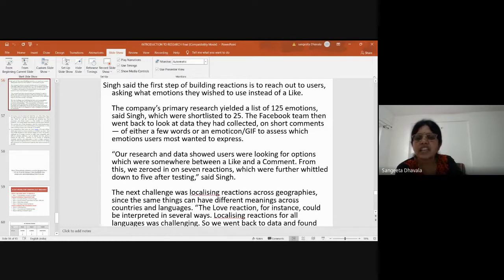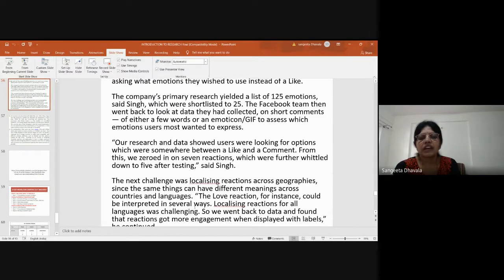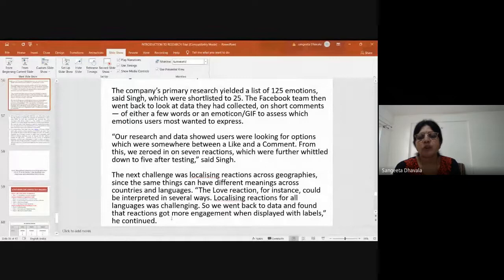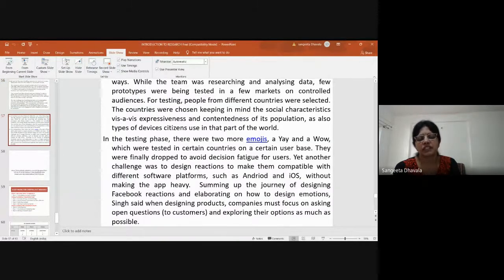Since the same things can have different meanings across countries and languages. Love reaction, for instance, could be interpreted in several ways. Localizing reactions for all languages was challenging, so we went back to data and found that reactions got more engagement when displayed with labels. So all this is a constant engagement with the users.